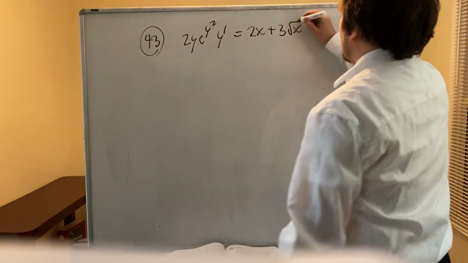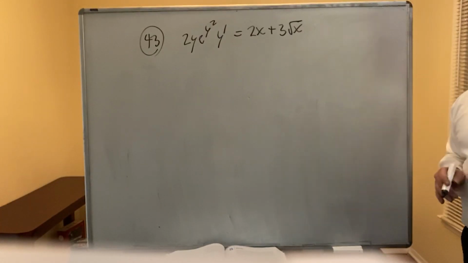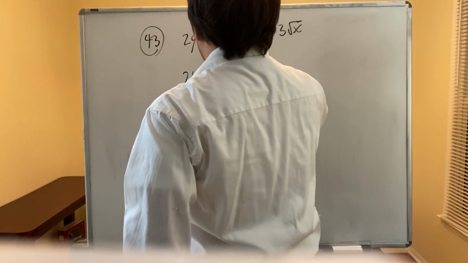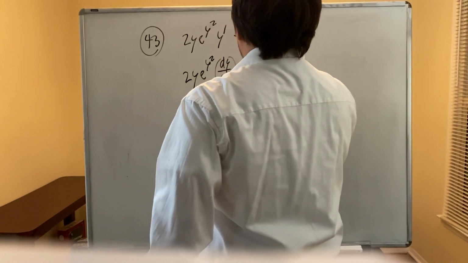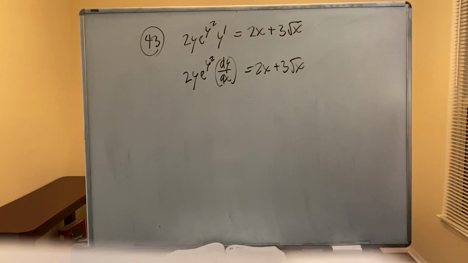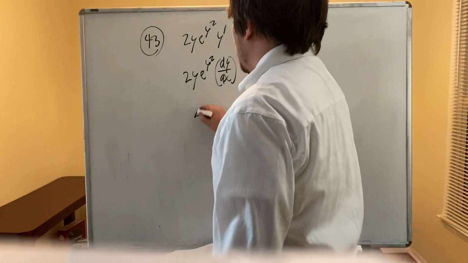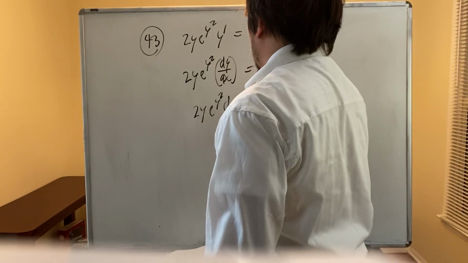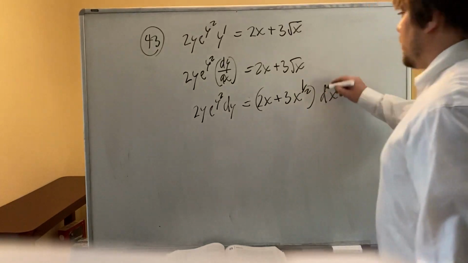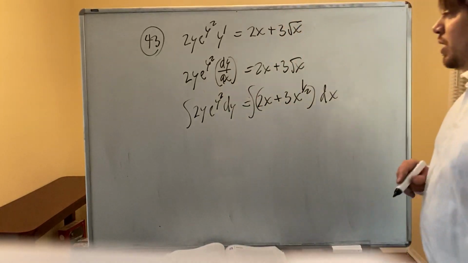All right? So if you think of this as a separable differential equation, then it ends up being not too bad, okay? So I'm going to write this in Leibniz notation. So I suggest you use Leibniz notation. It might make things easier. Okay, so we have 2y times e to the y squared times dy/dx equals 2x plus 3 root x. I'm going to move the dx to the right side. So this is 2y e to the y squared dy is equal to (2x plus 3 times x to the 1/2, which is the square root of x) dx. So this is a separable differential equation. I'm going to integrate both sides.